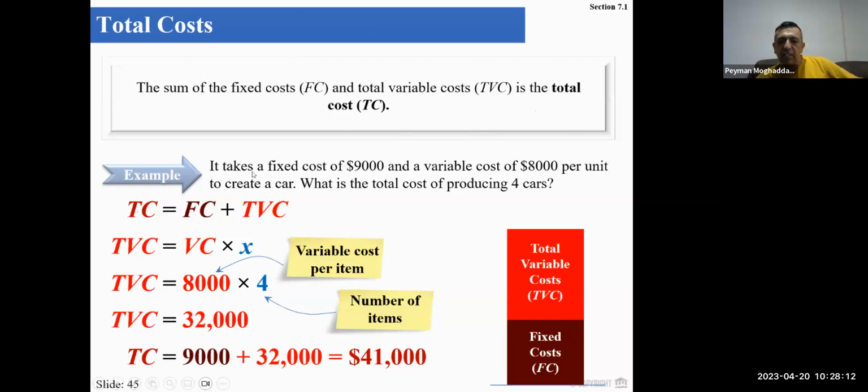So if it takes a fixed cost of $9,000 and a variable cost of $8,000 per unit to create a car, what's the total cost of producing 4 cars? So total cost for 4 cars is going to be fixed cost plus total variable cost, right? The fixed cost in this case is $9,000, and total variable cost is going to be 4 cars multiplied by variable cost, which is going to be $32,000, right? So the total cost is going to be $9,000 plus $32,000, which is going to be $41,000. That's going to be total cost, right?